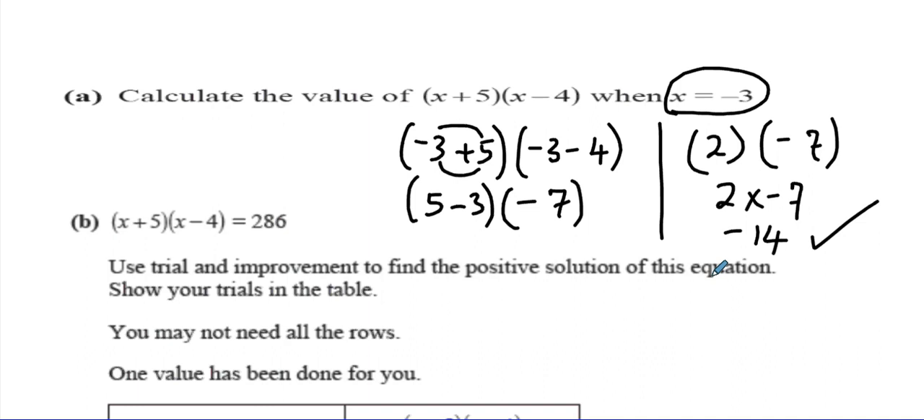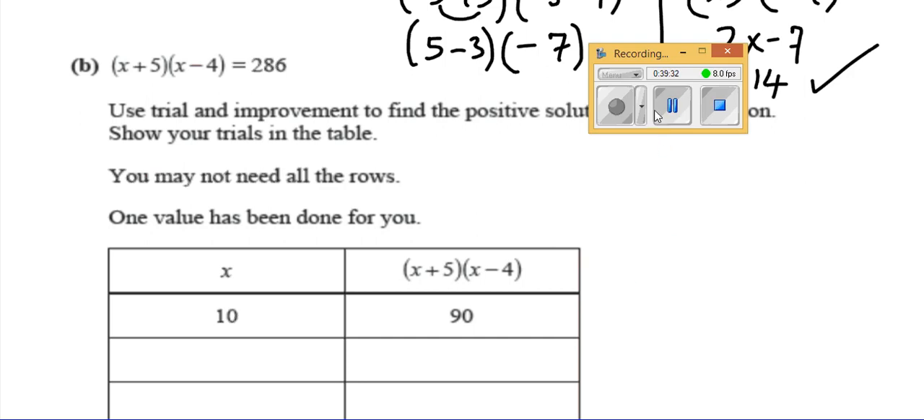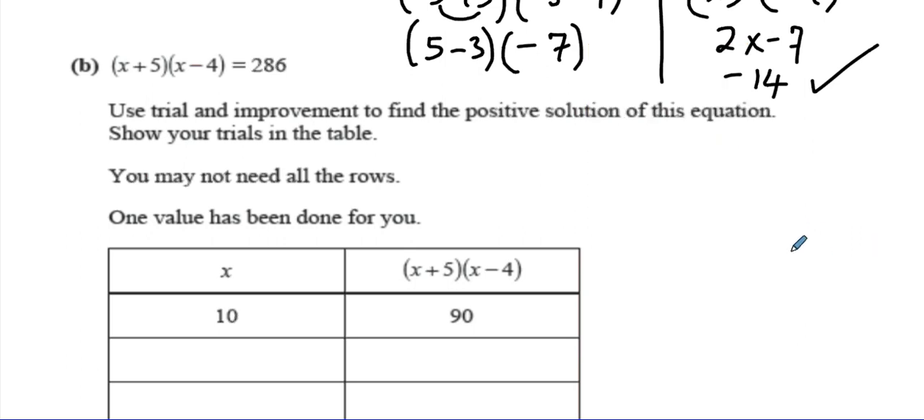See that? All right. Now we have this question over here. Let us proceed. So we have this question here: (x + 5)(x - 4) equals 286. Use trial and improvement to find the positive solution of this equation. Show your trials in the table. You may not need all the rows. One value has been done for you.